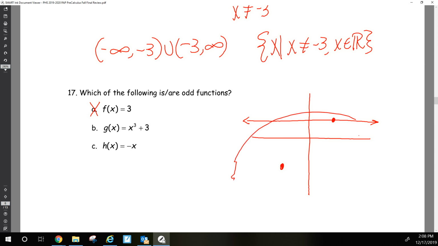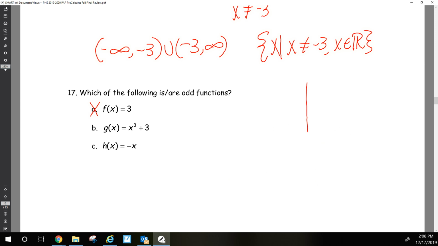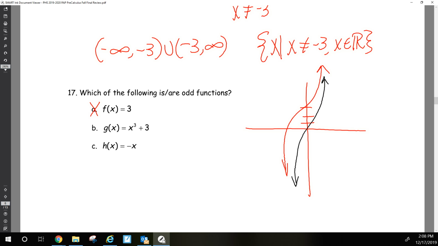All right, x cubed plus 3 would be a cubic function shifted up 3. It would look something like that. Does that look like it's symmetric across the origin? No. If I have the regular cubic function, this one here, that one's symmetric about the origin, and so that one would be odd. But when we shift it up 3, this 3 piece kills the ability for it to be odd. So this one is not odd.